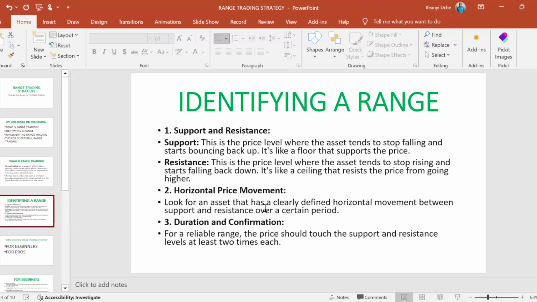All right, while resistance is the price level where the asset tends to stop rising and starts falling back down. So what I just explained is what is in the next sentence after those two. So next is the horizontal price movement.